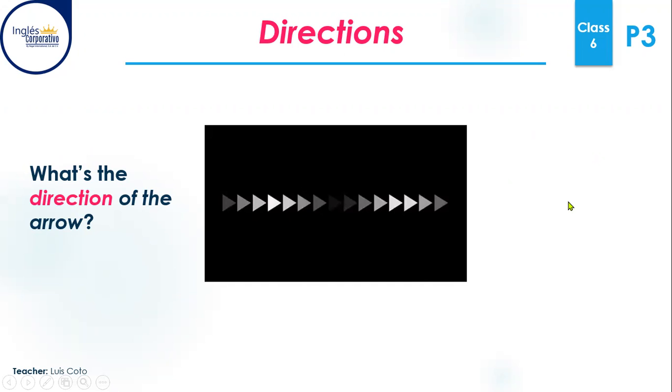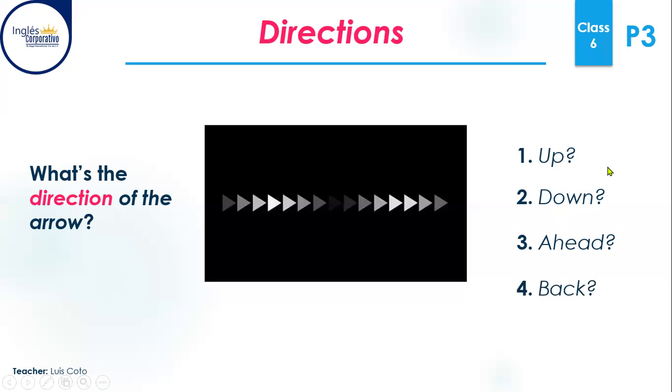Okay, the options. Option one, up. What is up? The movie, arriba. You know the children's movie Up? Correct. Next, down. Abajo. Correct, the direction down. Number three, ahead. What is ahead? Al frente. Correct, ahead, in front of. Or back, hacia atrás. Correct. East direction.